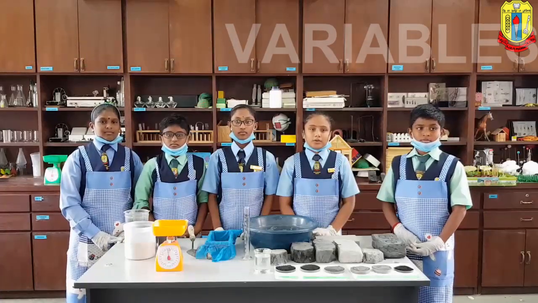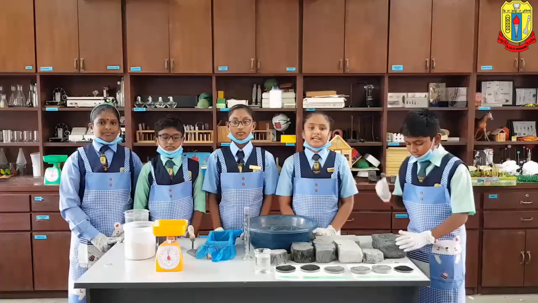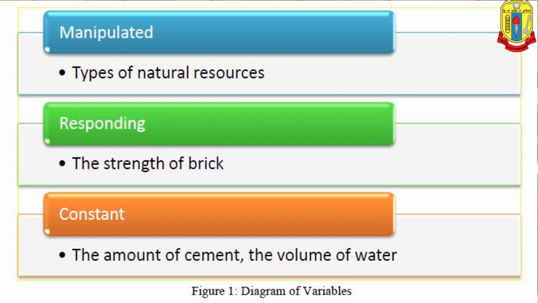Variables: the manipulated variable is the types of natural resources. The responding variable is the strength of the brick. The constant variables are the amount of cement and the volume of water.